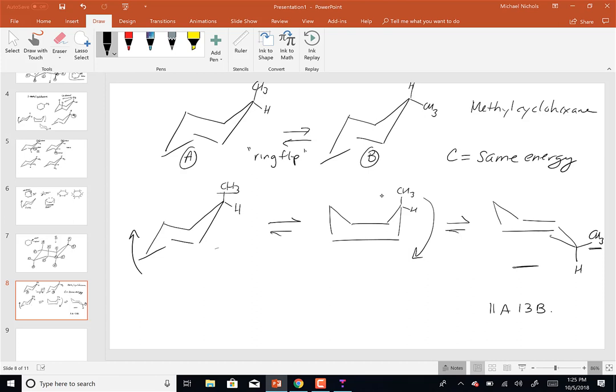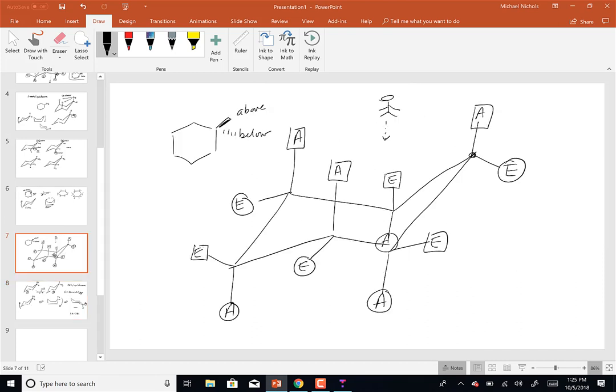Can I do what? A is axial, E is equatorial. Axial is perpendicular to the ring. Equatorial is like in the plane of the ring. In the plane. Right, roughly in the plane. So these are axial, and this is equatorial. And then squares are above the plane of the ring, and circles are below.